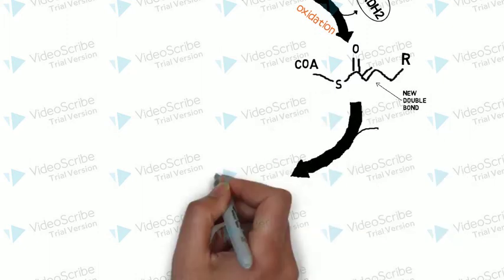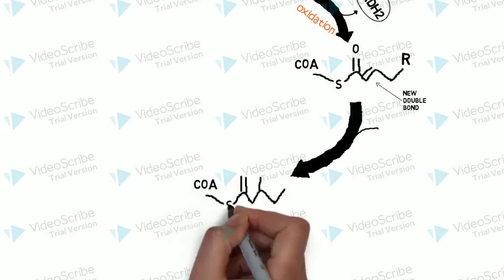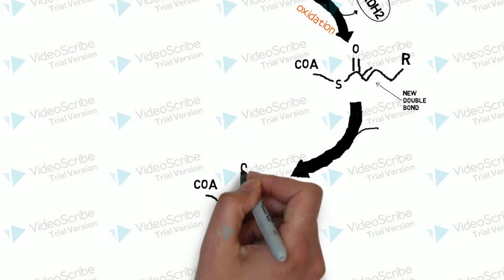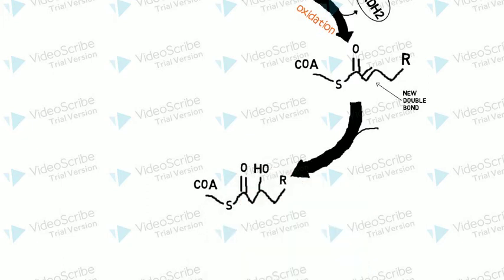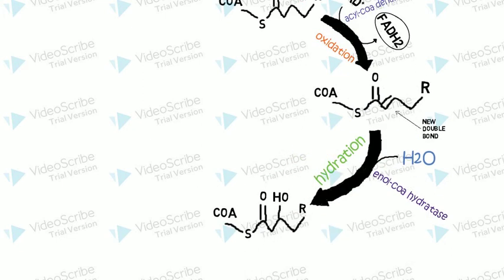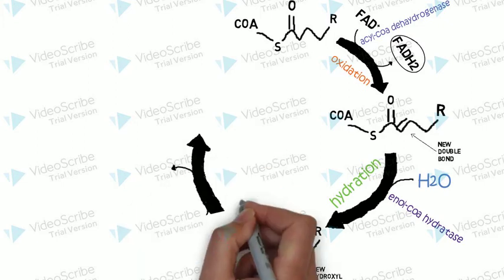Moving along, this molecule with its new double bond gets water added across the double bond, forming an L-beta hydroxyacyl-CoA. The enzyme involved here is called enoyl-CoA hydratase because the water is added. We call this process hydration. The end result is that we get a brand new hydroxy group on our beta carbon.